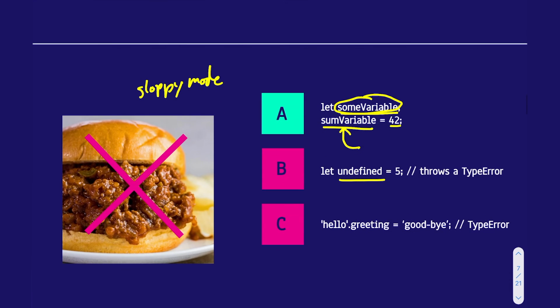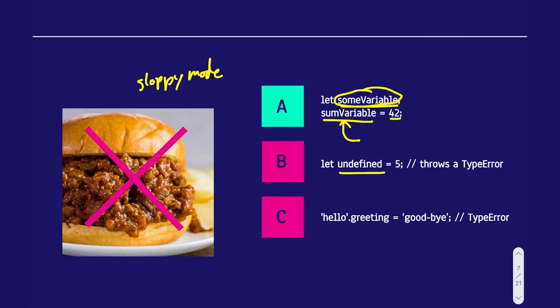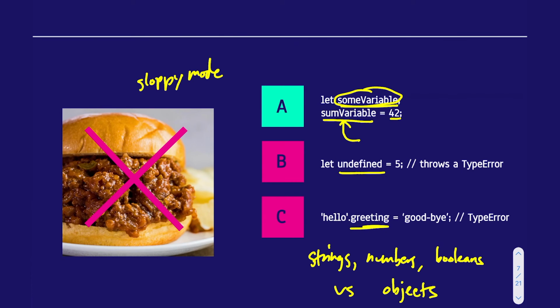And C, forbids some unsafe or error-prone language features. Yeah, so one example of this is you can't set properties on primitives. When I talk about primitives, these are strings, numbers, booleans, etc. This is opposed to objects, where you can set properties on them. But if you say hello, which is a primitive, and you try to set a property on it, equals goodbye, it's going to throw a type error.